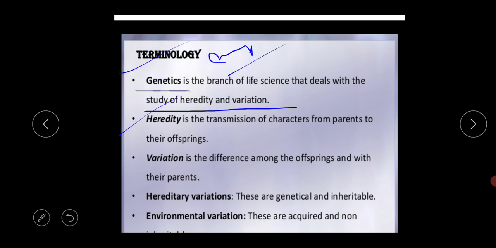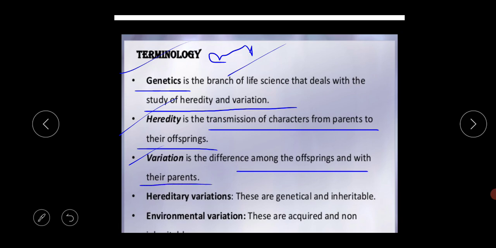Next terminology is heredity. I have already discussed the meaning of heredity. It is the transmission of characteristics from parents to their offspring. All this inheritance forms the basis of heredity. Next thing is variation. What is the meaning of variation? This is the difference among the offspring and with the parents. I am repeating again, variation is the difference among the offspring and with their parents.